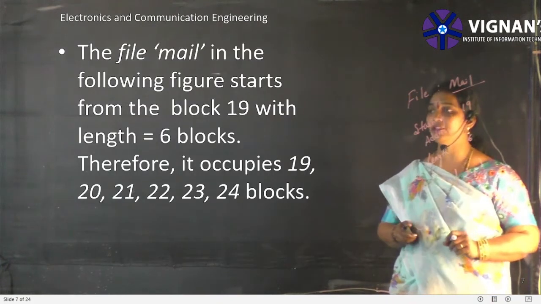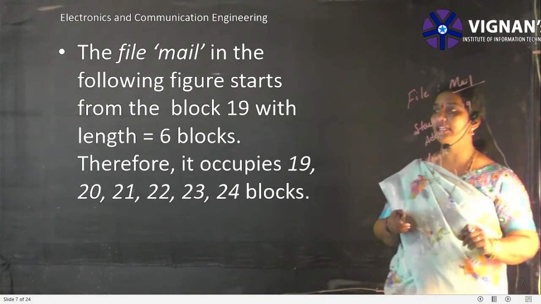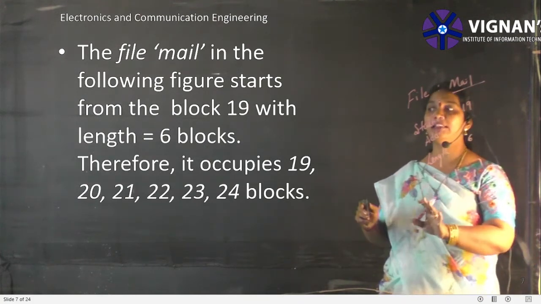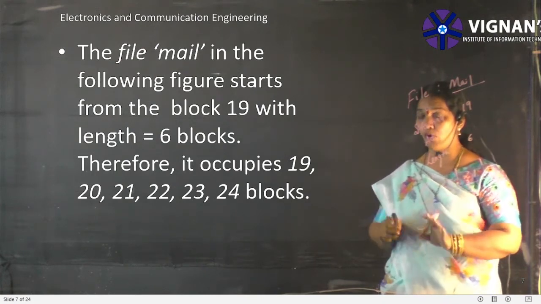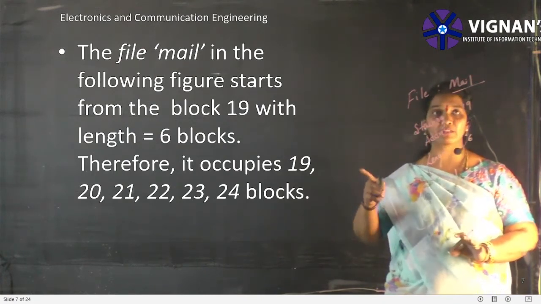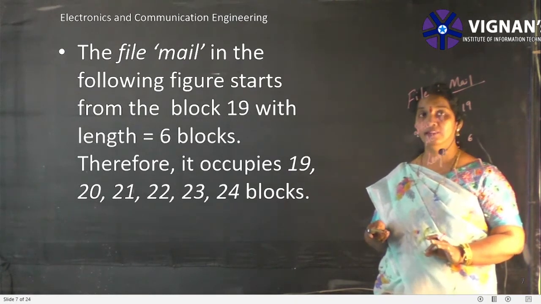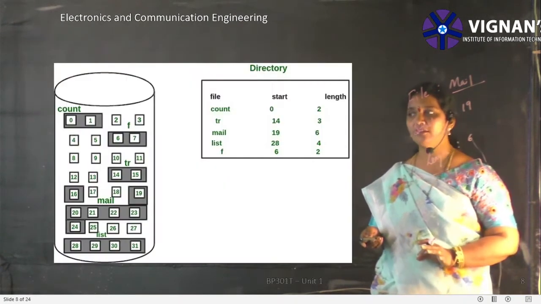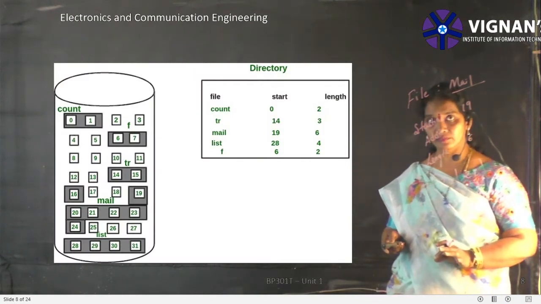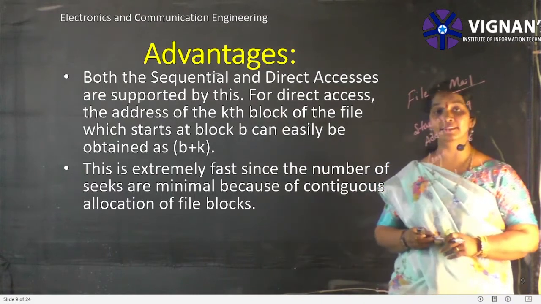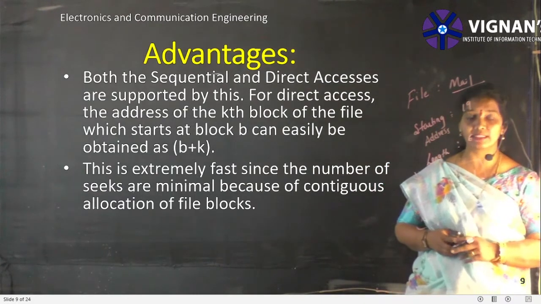So the same thing is shown here. The file mail in the following figure starts from block 19 with a length of 6 blocks. So it occupies 19, 20, 21, 22, 23 and 24 blocks. This is my contiguous allocation. With these contiguous allocations, what are the advantages and what are the disadvantages we will discuss now.